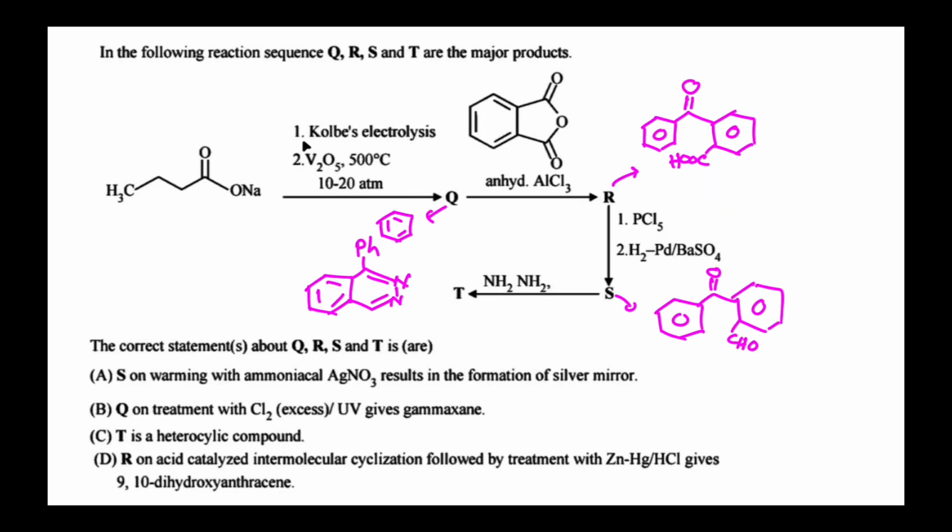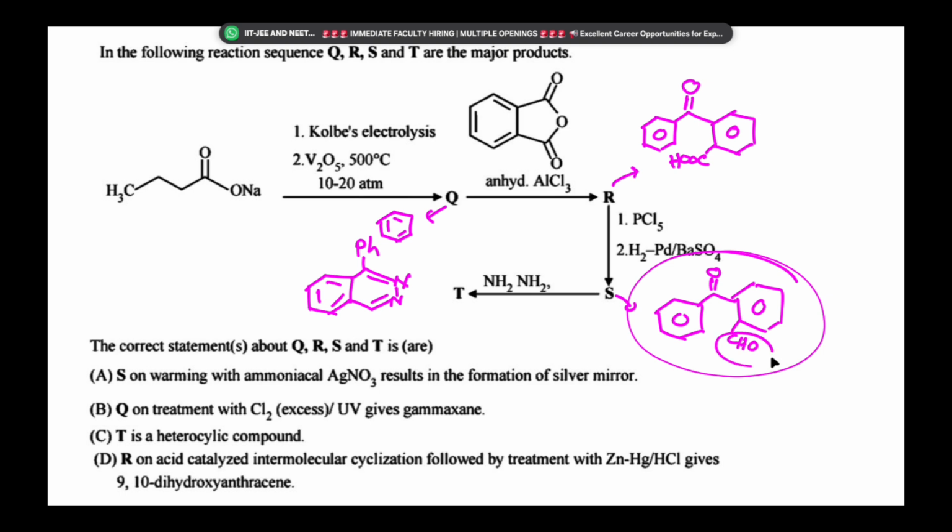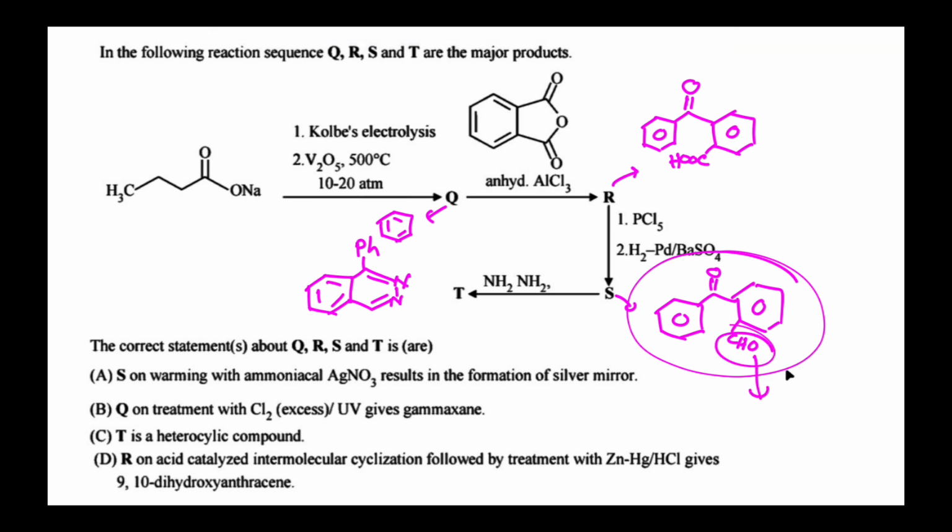So the given options are, here compound S and compound T, the cyclization product. The correct statements from this reaction: on warming with ammoniacal silver nitrate, it results in the formation of a silver mirror. Yes, here a free aldehyde group is there. This aldehyde group is treated with ammoniacal silver nitrate, that is Tollens reagent. Tollens reagent gives a silver mirror. So option 1 is correct.